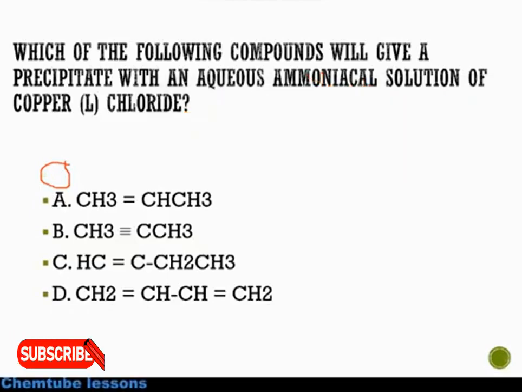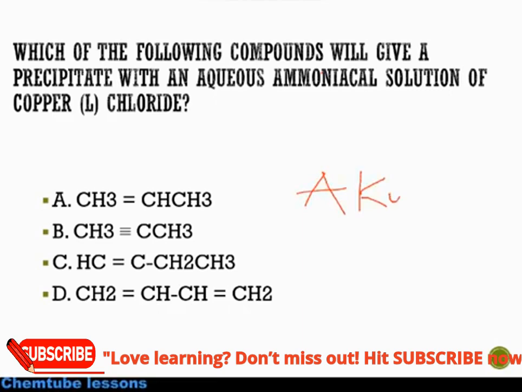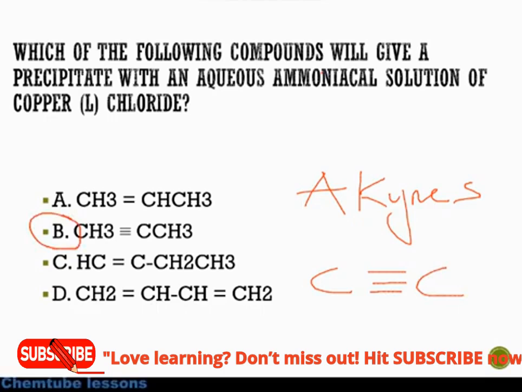The next question. Which of the following compounds will give a precipitate with an aqueous ammoniacal solution of copper chloride? Now, this is the test for terminal alkynes, like I said initially. The only compounds that are able to give a white precipitate with ammoniacal solution of silver nitrate, silver chloride, or copper chloride are usually the alkynes. That means alkynes are compounds with triple bonds. So our answer here will be B. Okay, and it's also a terminal alkyne.